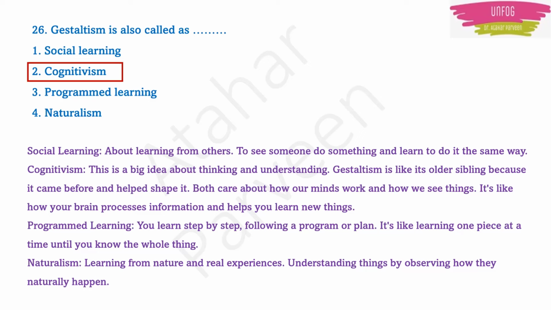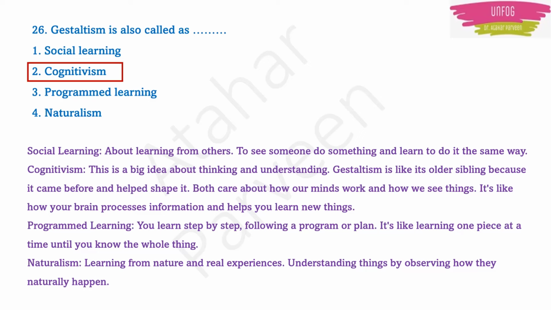But then what is social learning? It is about learning from other people, to see someone do something and learn to do it the same way the other people are doing. Then what about programmed learning? It is the way we learn things step by step by following one plan or one program. It's like learning one piece at a time until we know the whole thing, then again learning the next piece. Okay, that is programmed learning. The remaining one is naturalism. It is like we are learning from nature and our real experiences. We are understanding things by observing how they naturally happen, and then we learn from that understanding and those experiences.